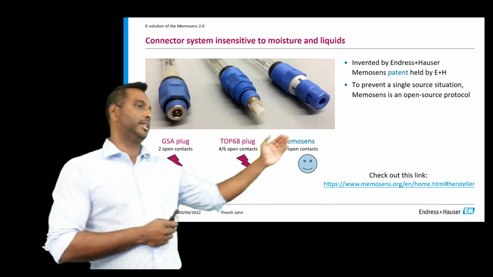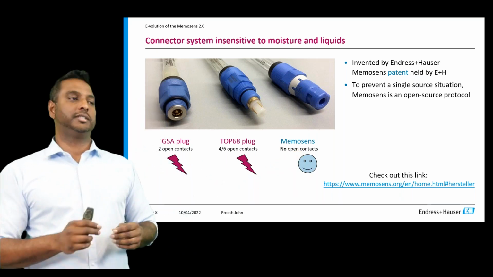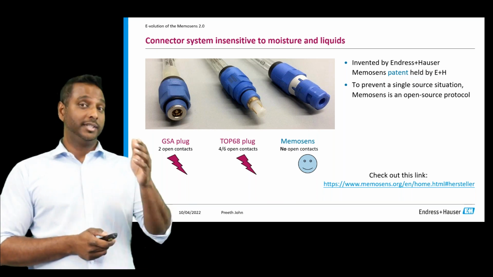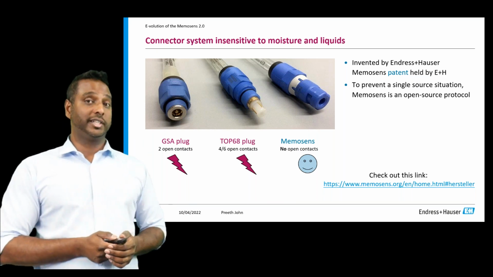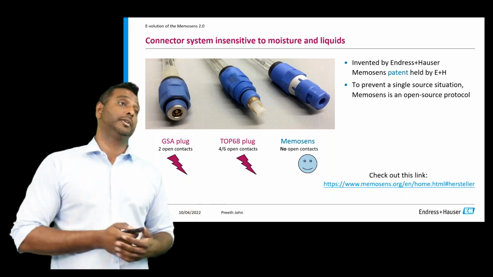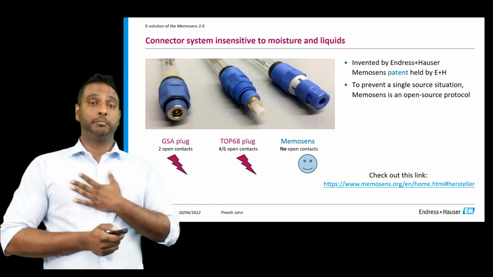With the Memosens, it is a completely inductive source, which means there is no open contact, there is no metal source there for it to be corrosive. You'll actually see in our demonstration later on how handy that will be for someone in this environment. It's been invented by Endress+Hauser, and the patent's held by us as well.